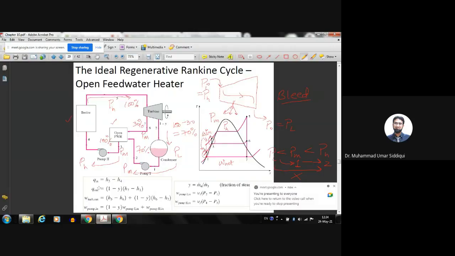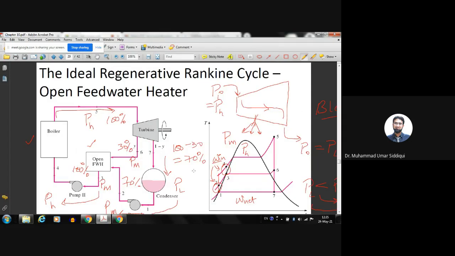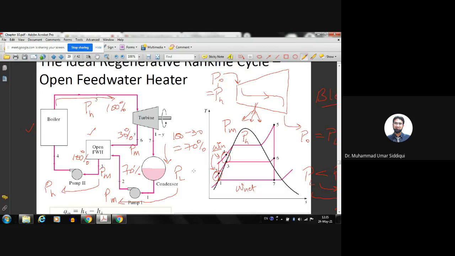Okay. So anyways, this is the main idea for an ideal regenerative Rankine cycle. Now let's talk about how we present it on the TS diagram. On the TS diagram, first of all, the boiler process is done from state 4 to state 5. We are doing the boiling process, and the superheated vapor is going to come out at 5. From 5, it's going to enter into the turbine.